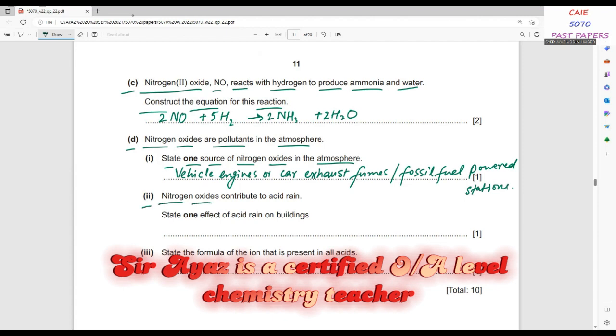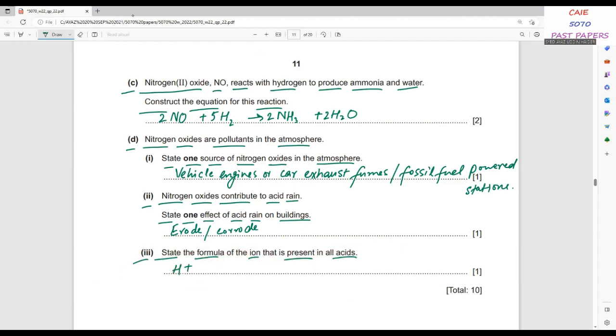Number 2, nitrogen oxides contribute to acid rain. State one effect of acid rain on buildings. You can write erode or corrode. Number 3, state the formula of the ion that is present in all acids, that is H positive ion.